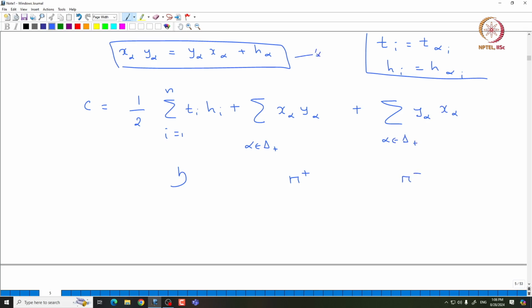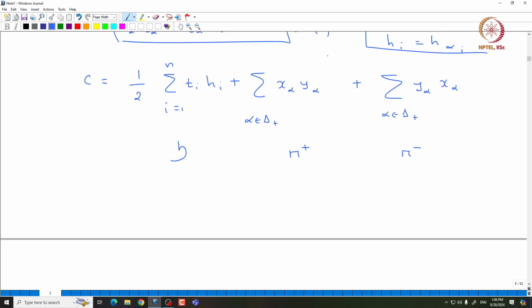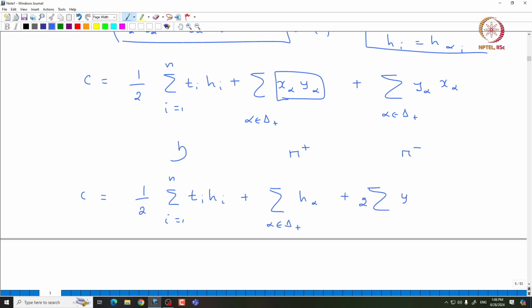Now, use this star and rewrite these things, and you can easily see that this C becomes the summation of t_i h_i, i from 1 to n, plus, since x_alpha y_alpha you can rewrite as y_alpha x_alpha plus h_alpha, the summation of h_alpha, alpha in delta plus, and then you will add twice the summation of y_alpha x_alpha, alpha in delta plus. So, this is our Casimir element.